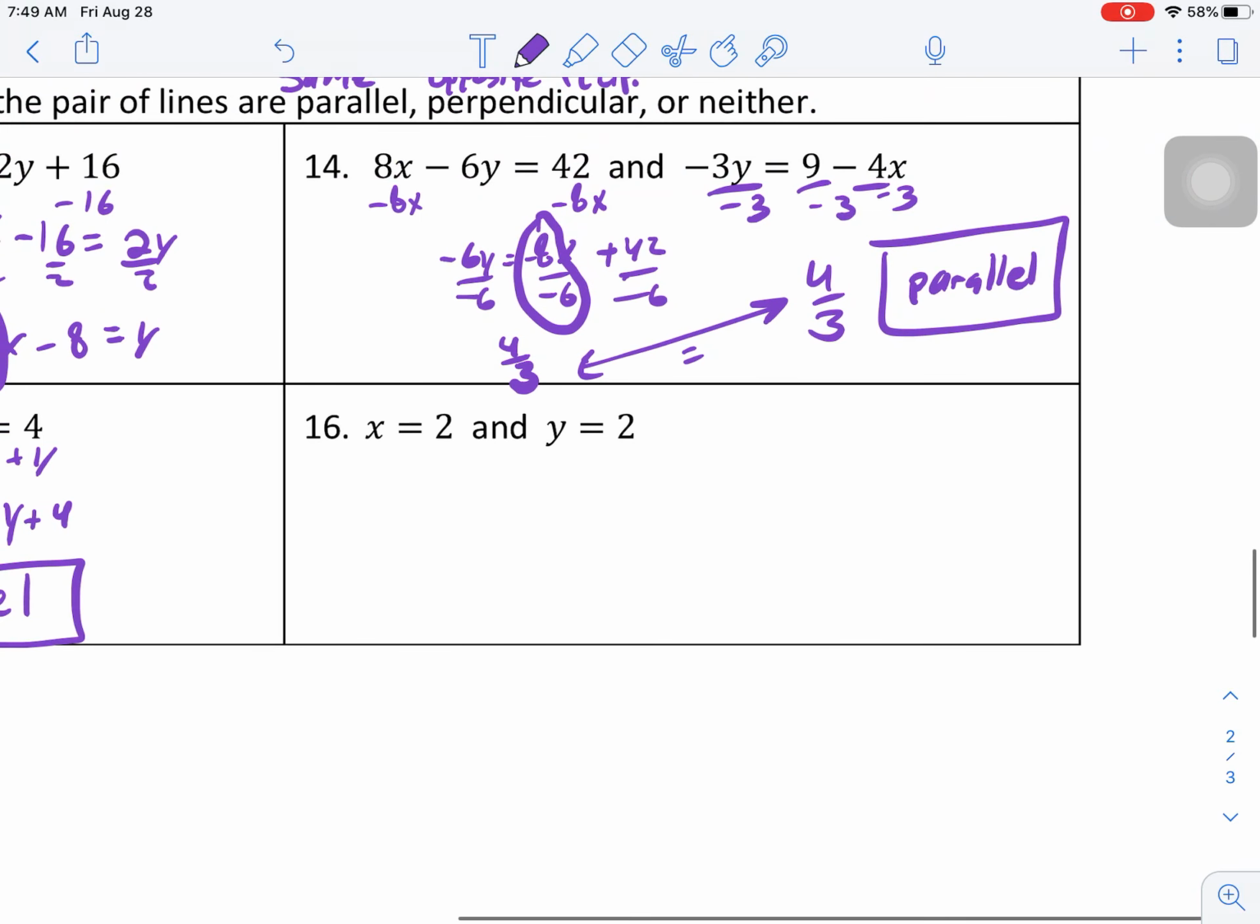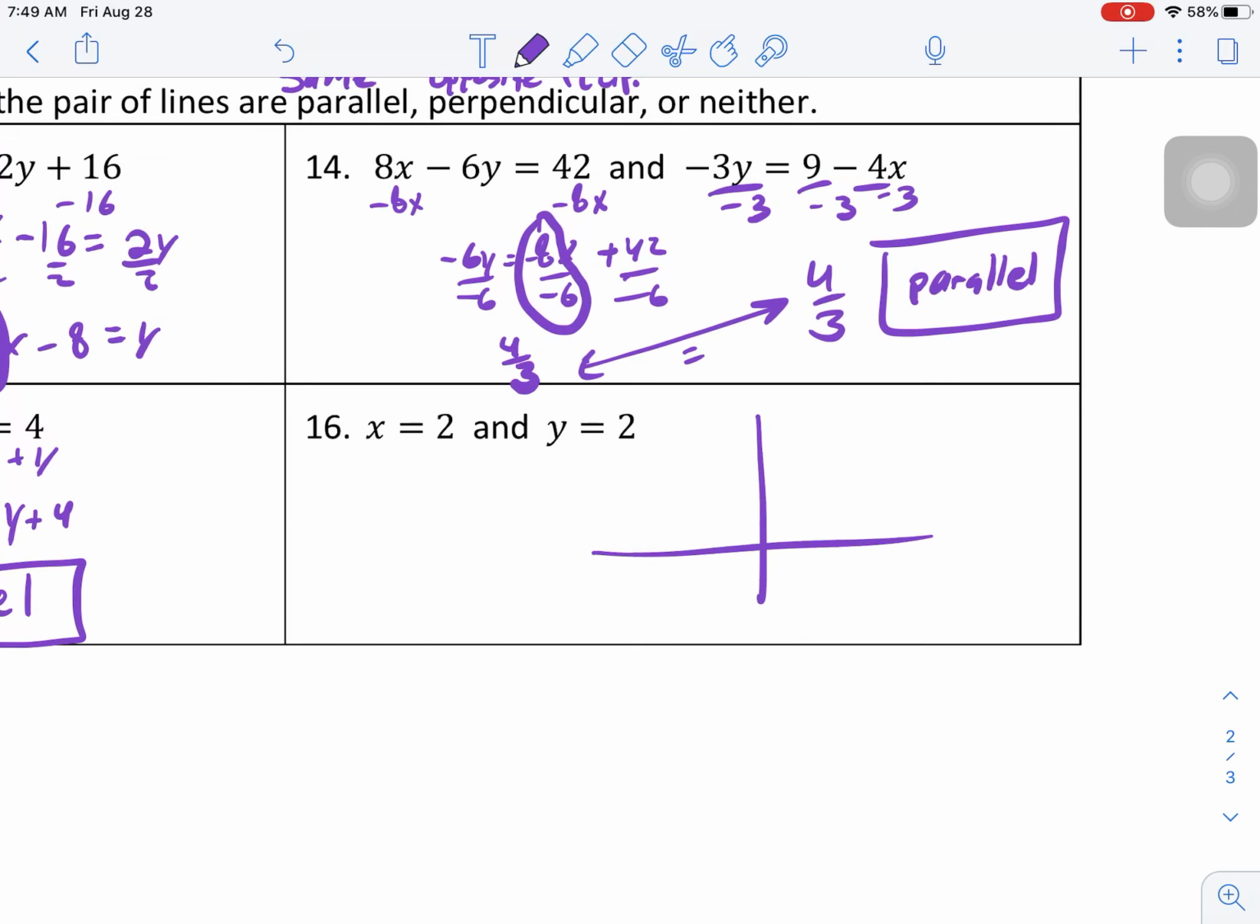And then the last one here, okay, well, x is equal to 2 and y is equal to 2. So then if we actually graph this, right, x is going to be 1, 2. y is going to be 1, 2. Well, where a horizontal line meets a vertical line, it is perpendicular.